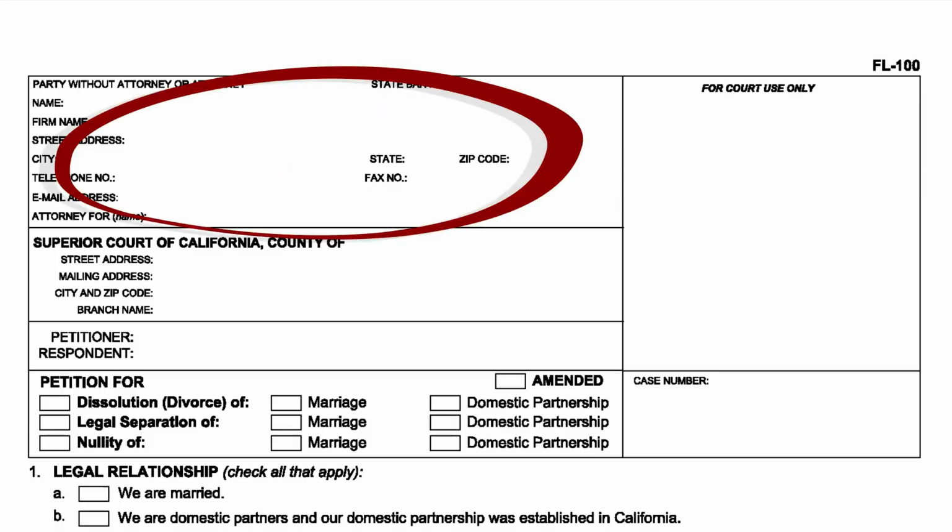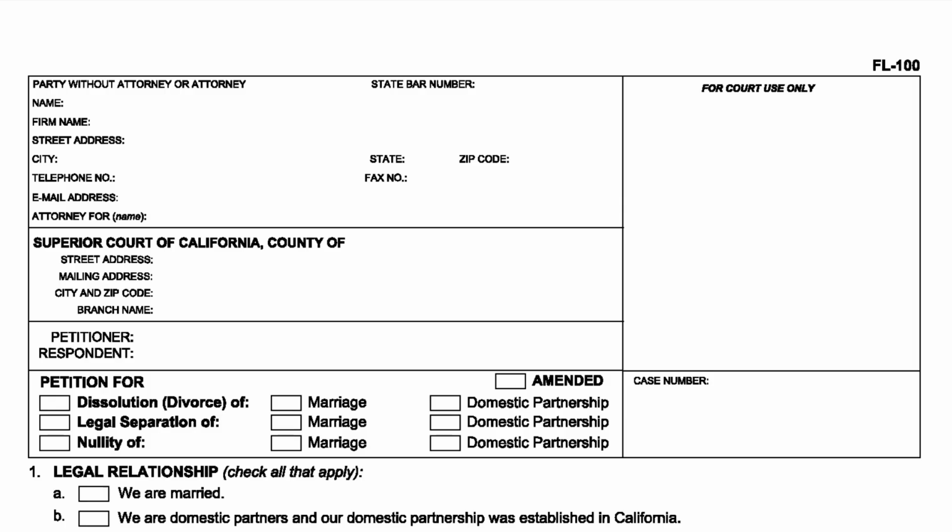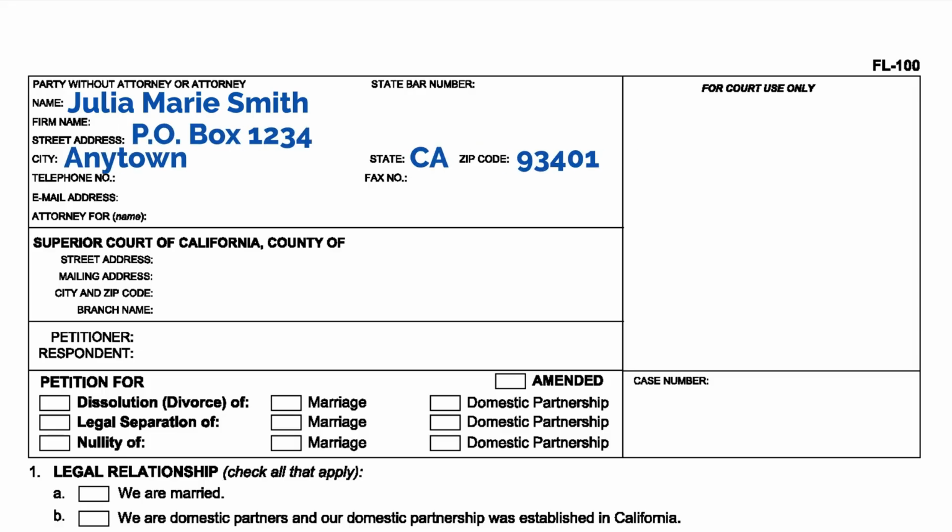The first box is for your name and contact information. Remember that these are legal forms, so you should use full legal names and keep the names consistent on all of the forms that you complete. The mailing address does not need to be your home address. It just needs to be a safe address where you can receive mail.